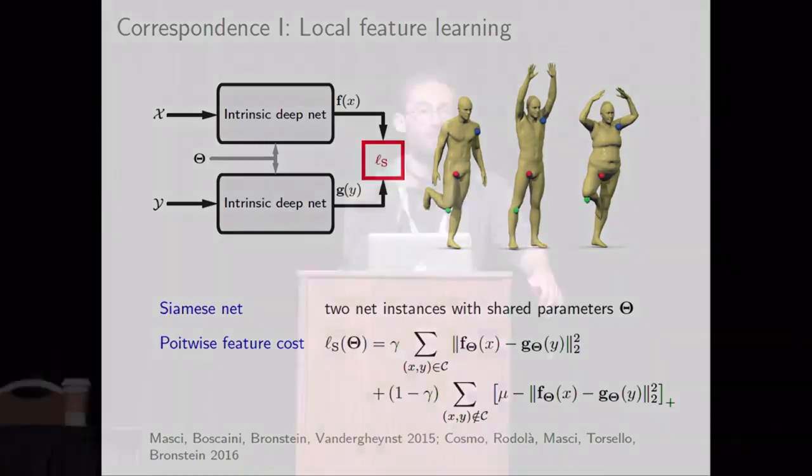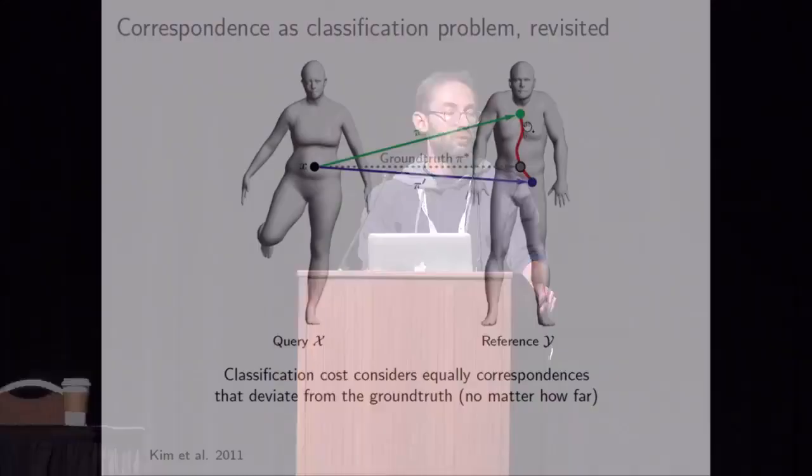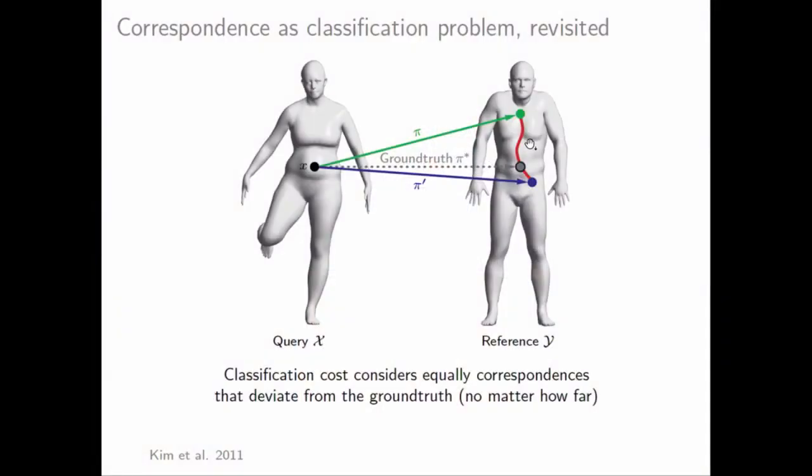Okay, so the problem in general with this classification-based approach is that it doesn't distinguish between a point that deviates significantly from the ground truth and one that deviates just slightly. So a correspondence that lands here or lands here, where the green one, of course, is more distant from the ground truth, will be considered the same.